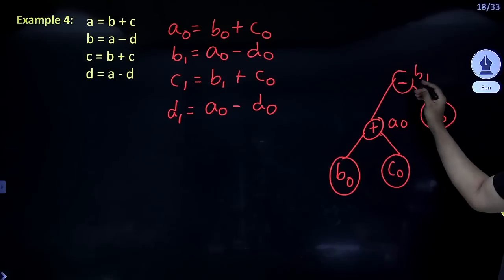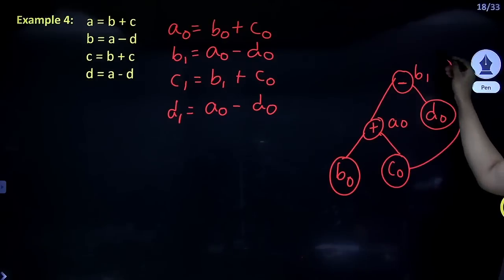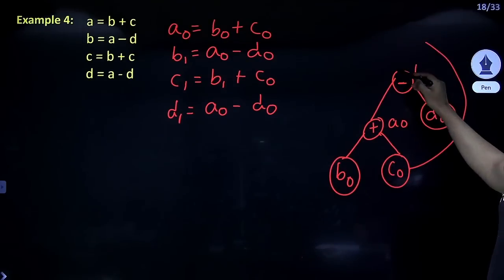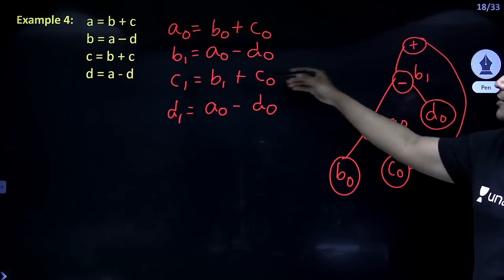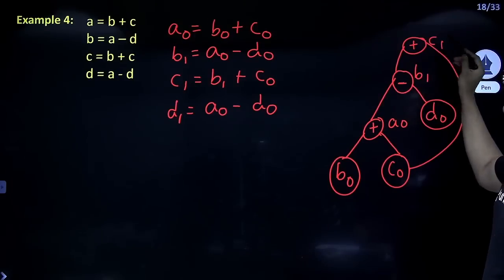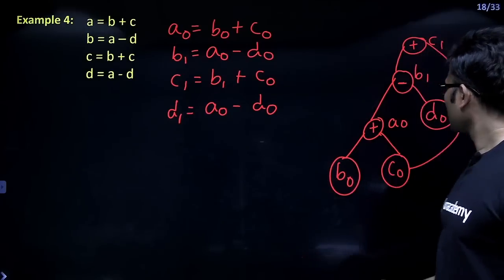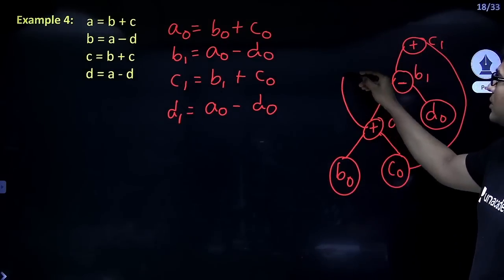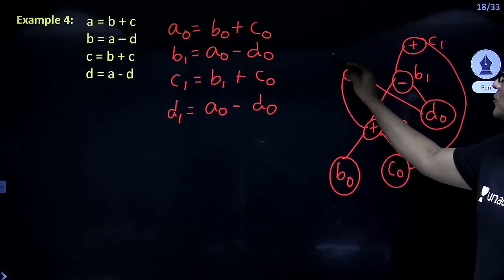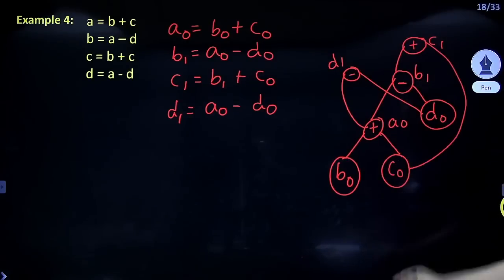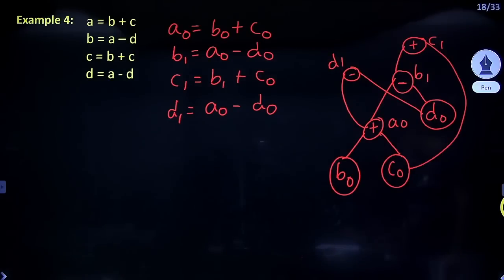So C naught is already there. And B1, I am going to add both of these, and the newly created node now represents C1, right? Now A naught minus D naught is actually D1, so this is the DAG. Okay, just check that. Okay.